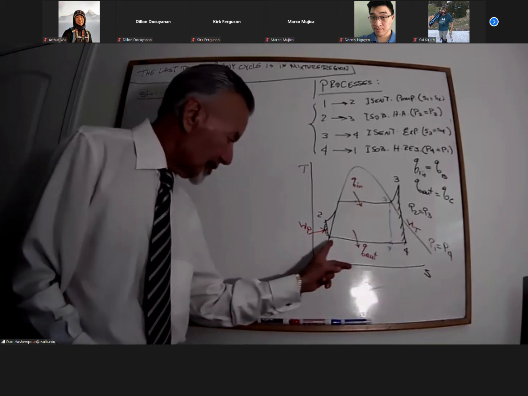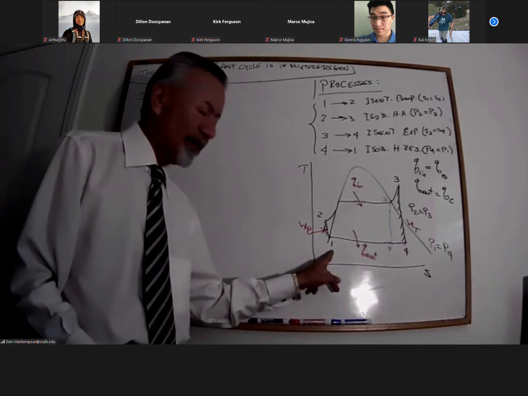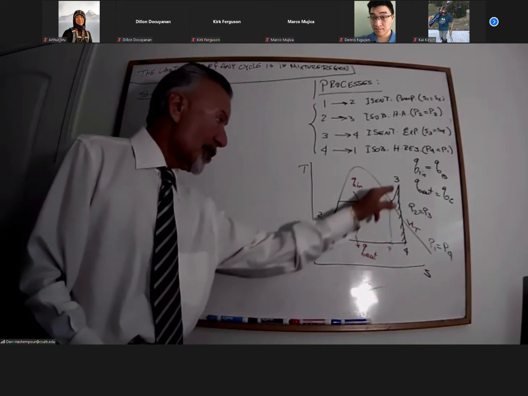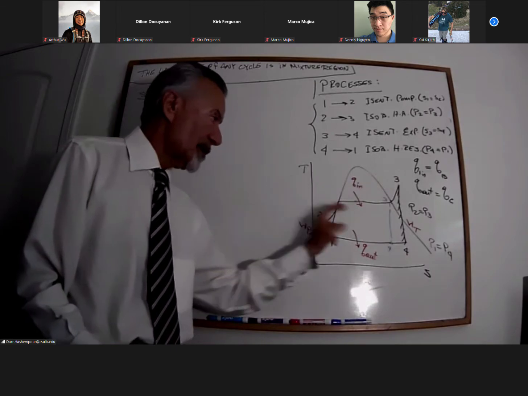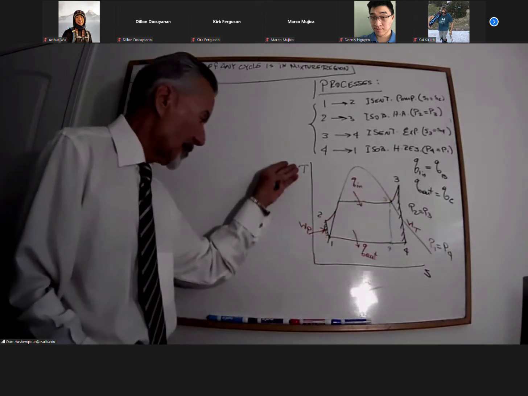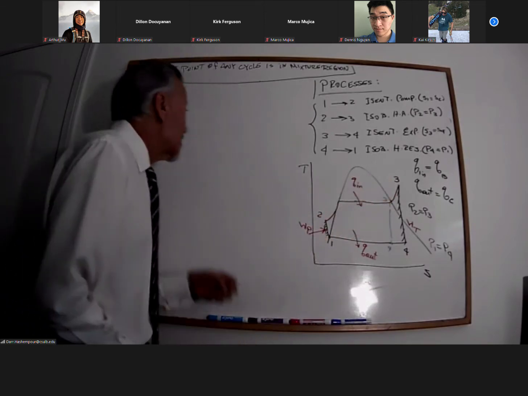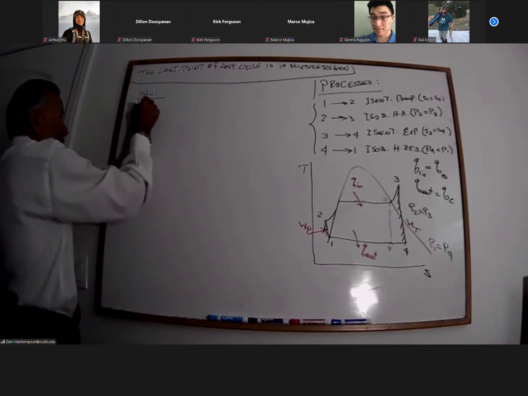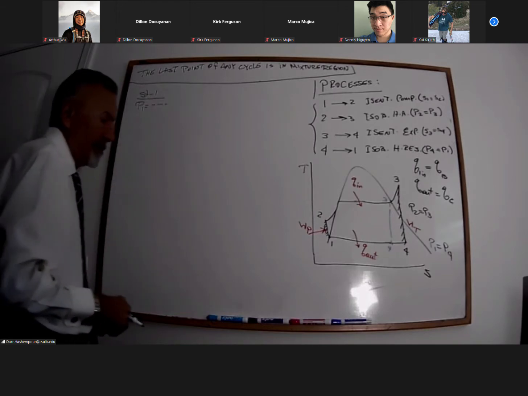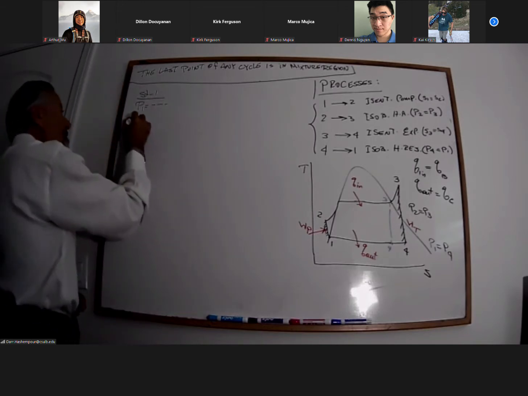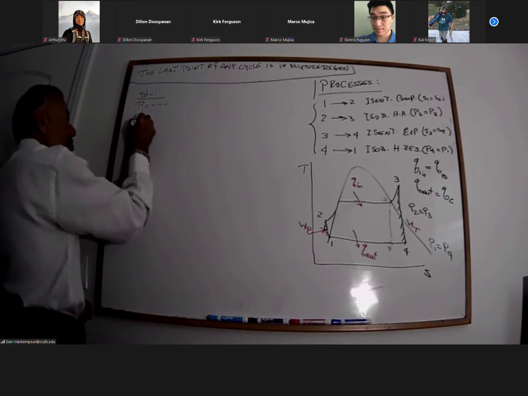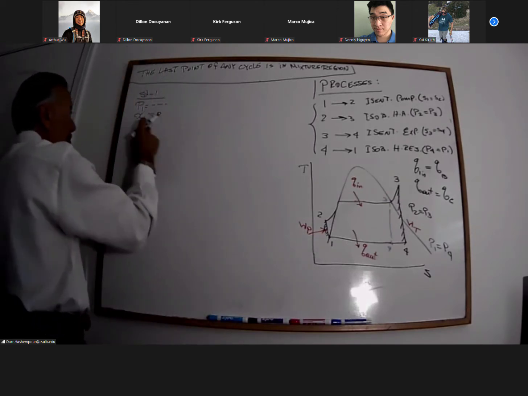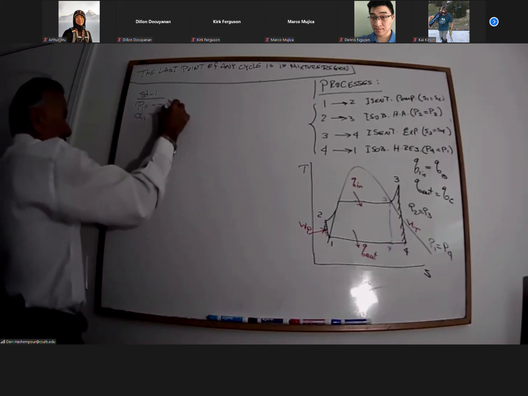So pressure of 4 and 1 are the same, the temperature of 4 and 1. Don't forget that. Pressure of 3 and 2 are the same, the temperature of 3 and 2, which is very obvious here. So at state 1, I have pressure P1, whatever it gave me. Then I have X1, quality at point 1, equal to 0.